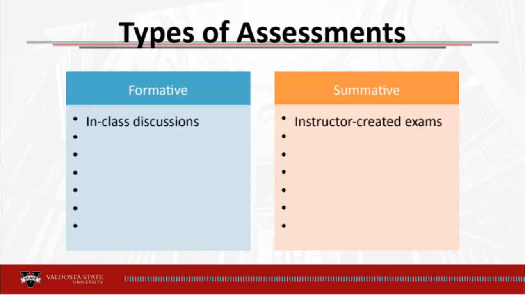What you see on screen right now is these two different columns that I've started by listing one example of a formative or a summative assessment. What I'd like you to do right now is to just throw out some other examples, if you'd be so kind, using the text box feature on Collaborate. Fill in some remaining dots for each of the categories by suggesting appropriate assessments.